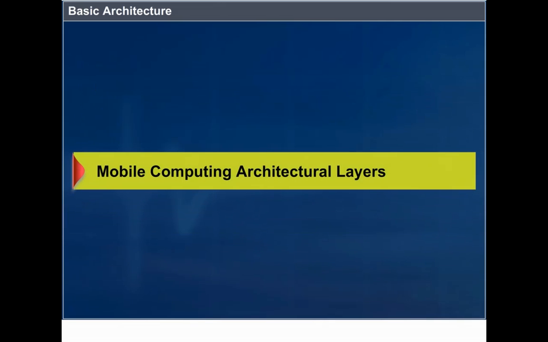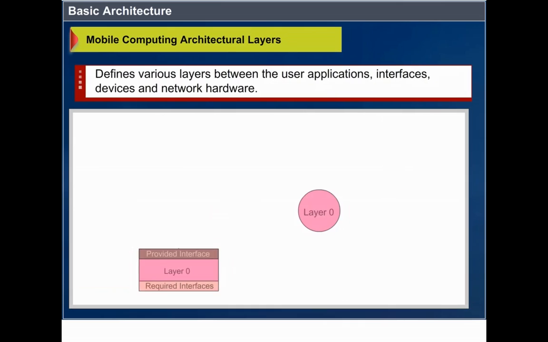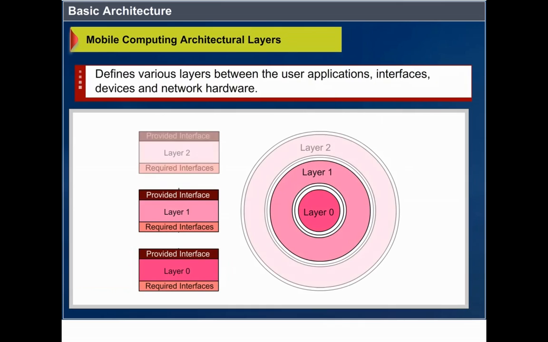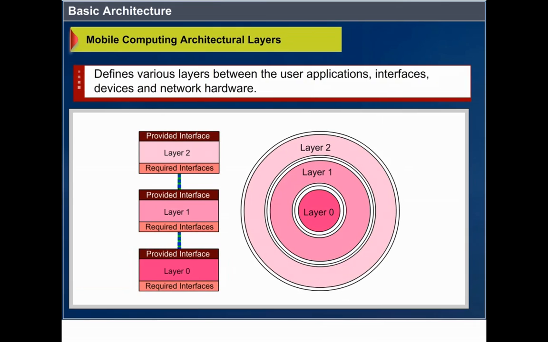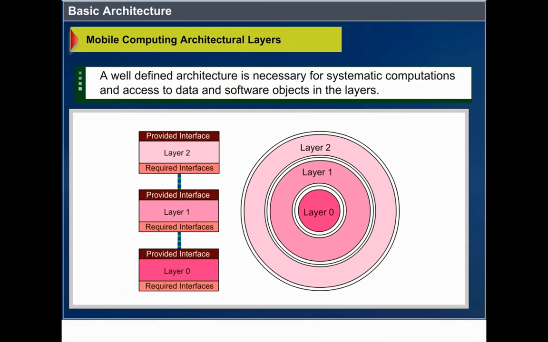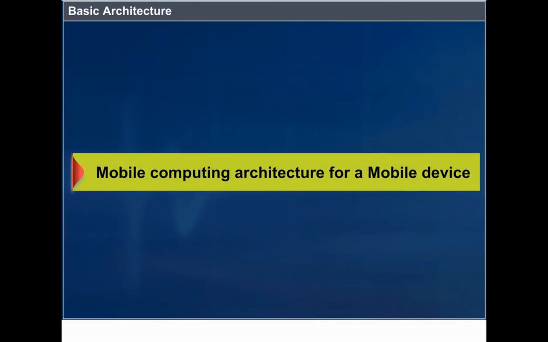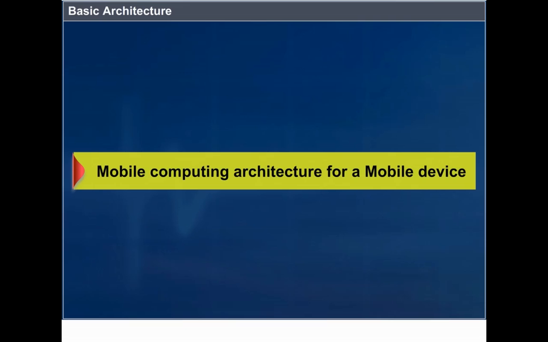Mobile computing architectural layers. Defines various layers between the user applications, interfaces, devices, and network hardware. A well-defined architecture is necessary for systematic computations and access to data and software objects in the layers. Mobile computing architecture for a mobile device.